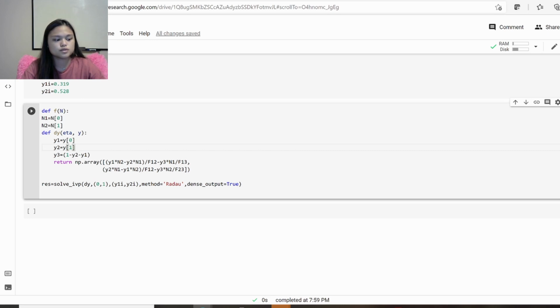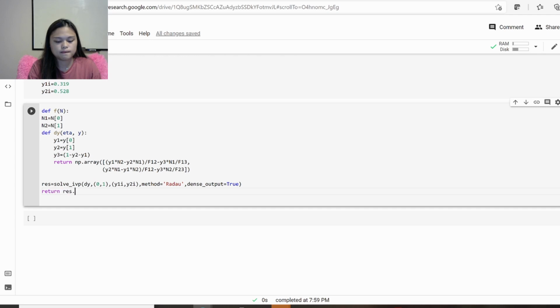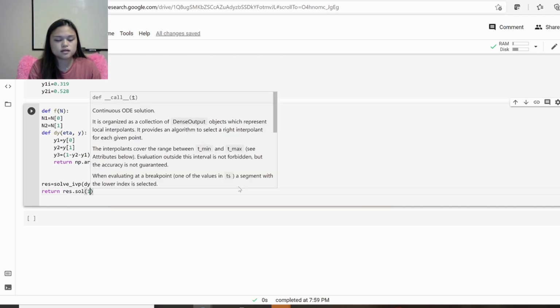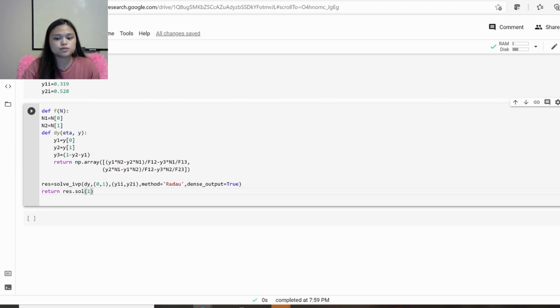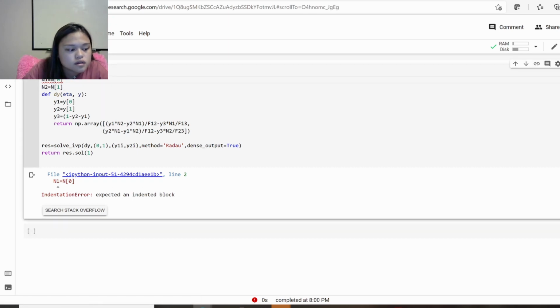So then we want to evaluate the solution again. So we want to return a value again at where eta is 1, because that's where we want those mole fractions for acetone and methanol to be 0. Indentation block. Oh, this all should be indented. Actually, yes.